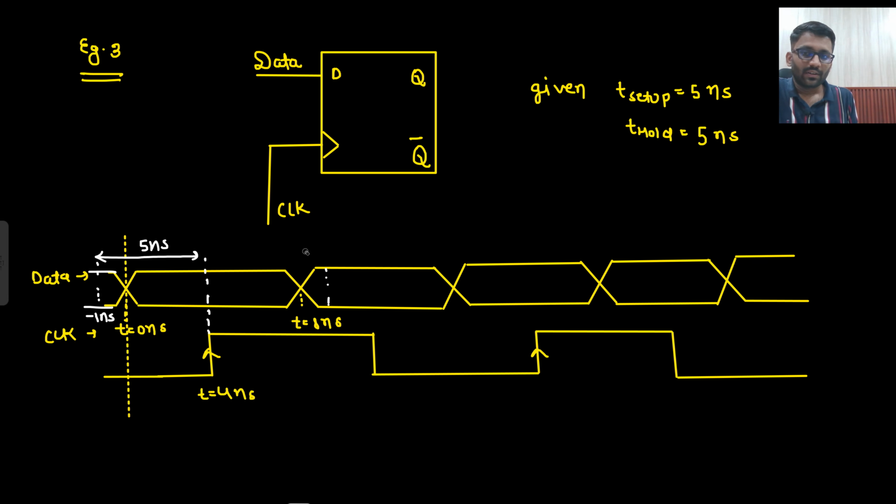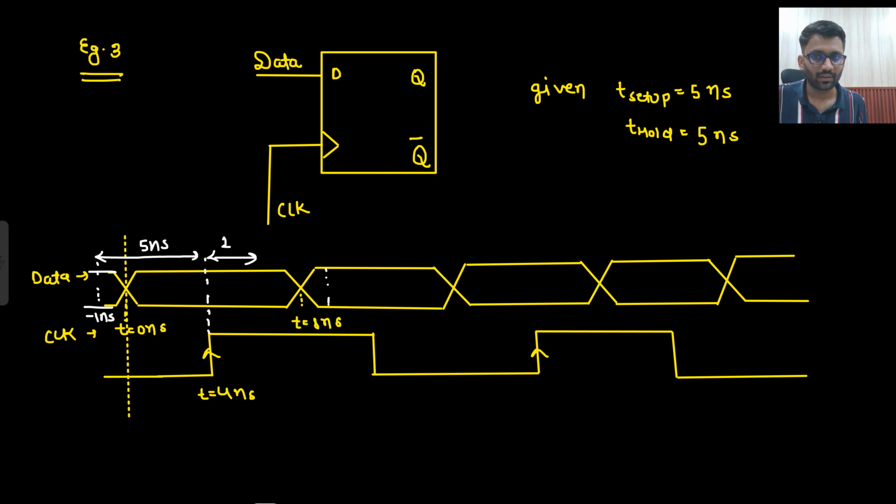But what if the hold time was 2 nanosecond only? If the hold time was 2 nanosecond only, then we would be falling here only, right? We would have fallen in this lobe only. Then I would know that if this is 1, then certainly this is also 1. So then I would say that there is no hold violation.